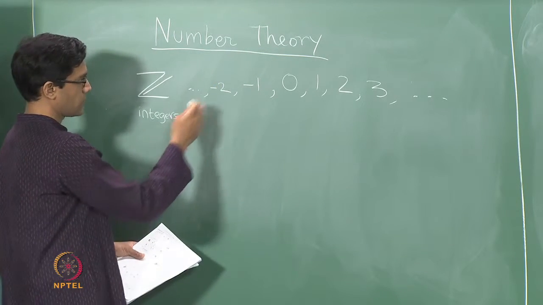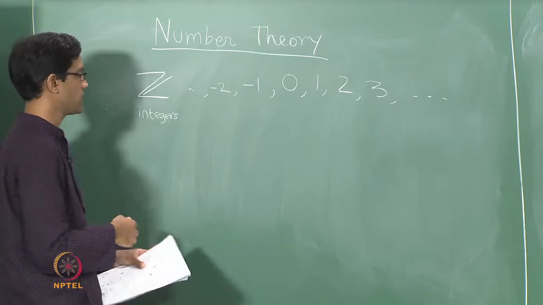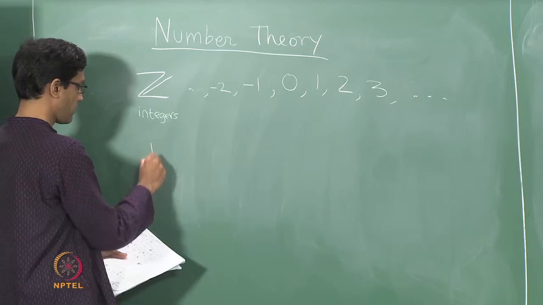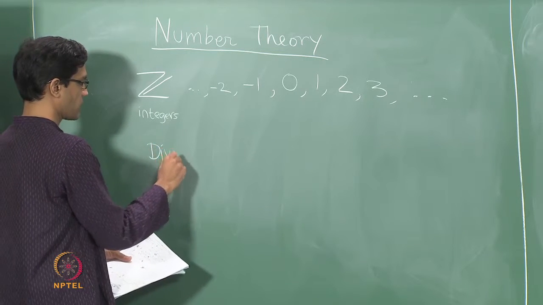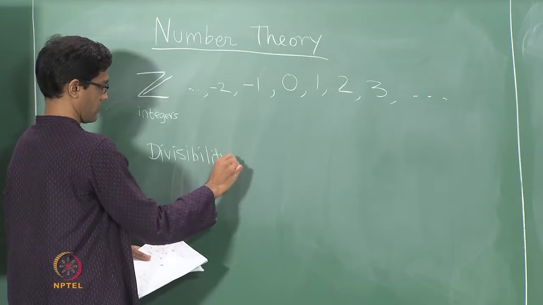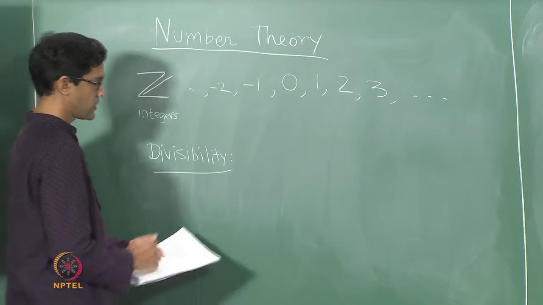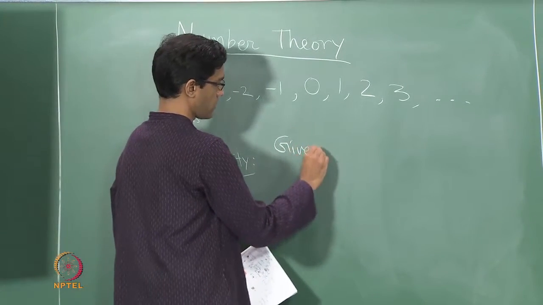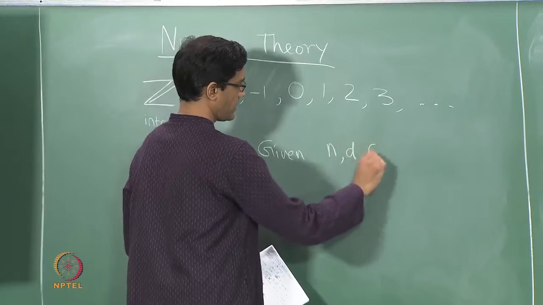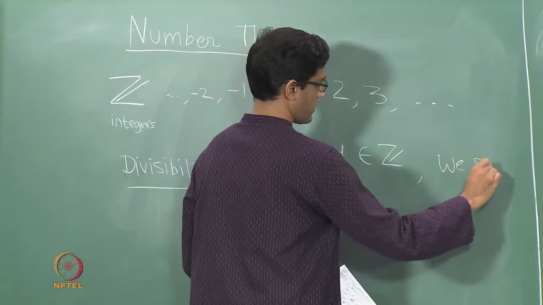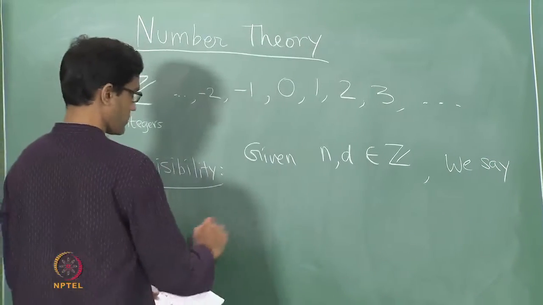Sometimes we will just restrict ourselves to the positive integers, it's not too important. So the key property of integers that one studies, or the very first property, is the notion of divisibility. Let us define this formally. Given two integers n and d, we say that d divides n.